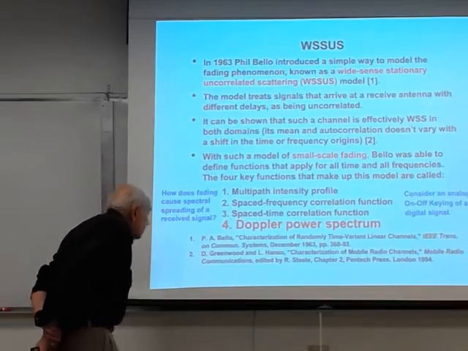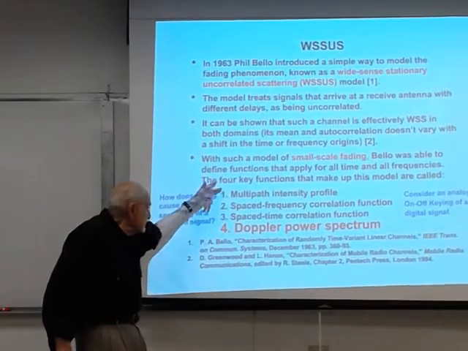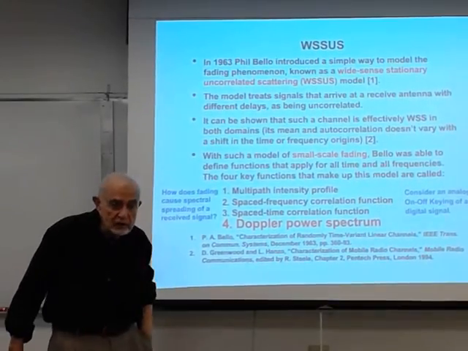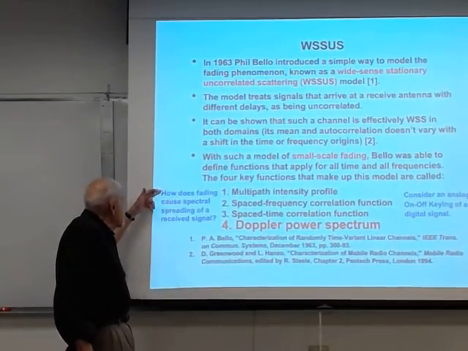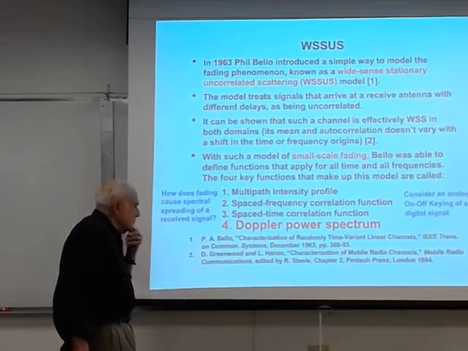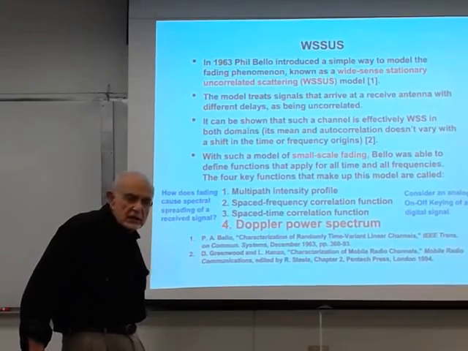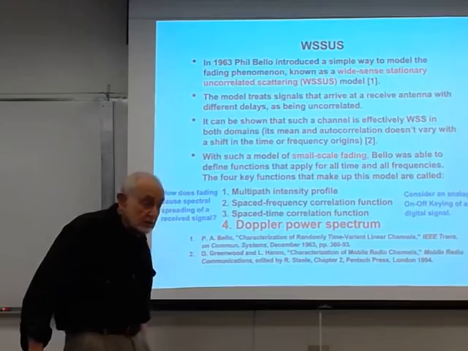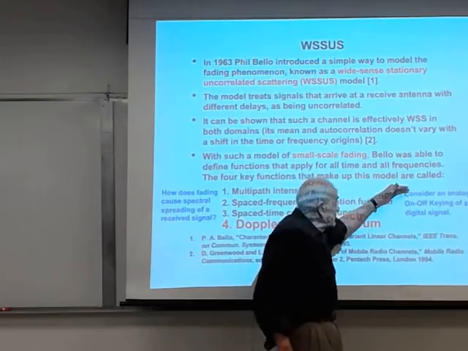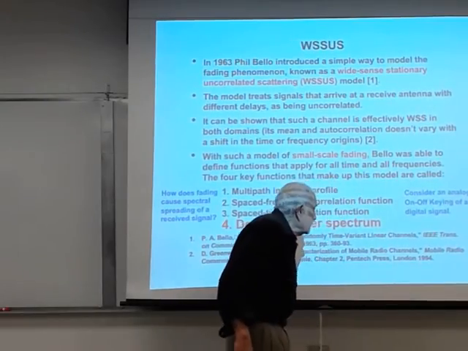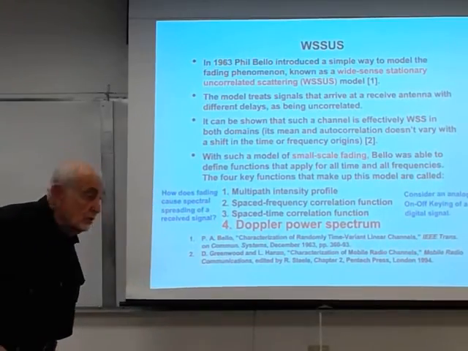And in fact, of all four of these, I think students have readily accepted 1, 2, and 3 and understood them rather quickly. But when the Doppler power spectrum comes up, invariably I get questions about how fading causes spectral spreading of a received signal. So I'm saying that in a fading channel, you can get a spectral spreading of your signal. And to give you that understanding, I came up with an analogy to think of on-off keying of a digital signal, and that's how you can think of how it happens with a fading channel as well.